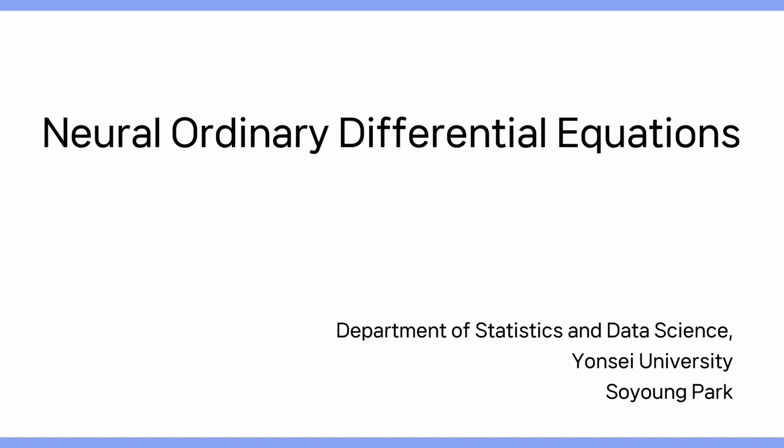Alright, let's get started. The paper I'd like to talk about today is called Neural Ordinary Differential Equations. It was published at NeurIPS 2018 and won the Best Paper Award. And as of now, it has been cited more than 7,300 times, which shows just how influential it has been.